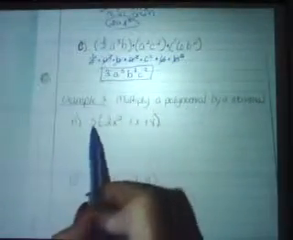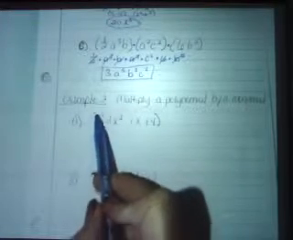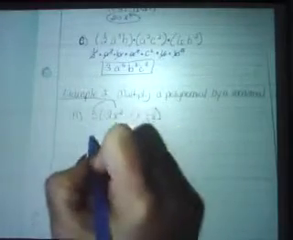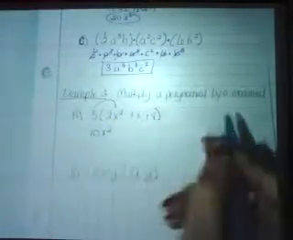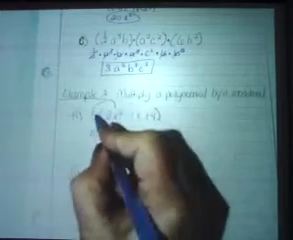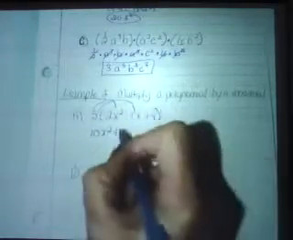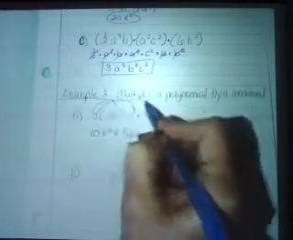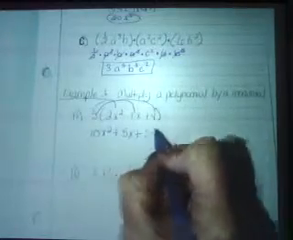Example 2, multiplying a polynomial by a monomial. Okay, I'm going to take this monomial and I have to distribute to each term in this polynomial. So it's still the distributive property. So I'm going to have 5 times 2x squared, which is going to give me 10x squared. Bring down my plus. 5 times x, which gives me 5x. Bring down my plus. 5 times 4, which gives me 20. I have now combined all like terms, so that's all I can do.